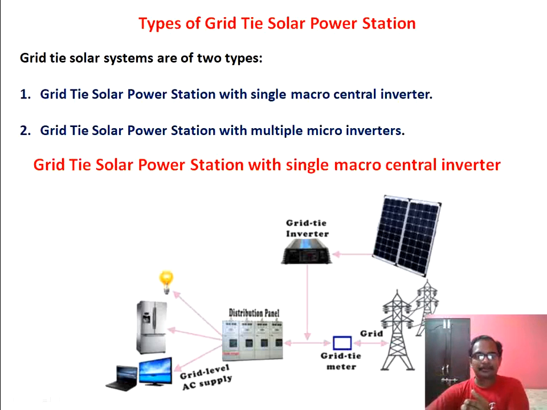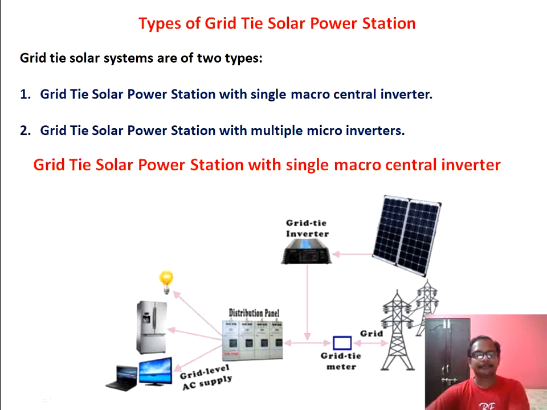From the complete solar panels, whatever DC energy is produced, we will give it to a grid tie inverter, which is a single central macro inverter. From that inverter, all the DC produced by the solar panel will be converted into AC, and that will be supplied to the home, and whatever is the leftover and excess energy will be supplied to the grid through a meter called net meter or a grid tie meter. Right. So it is about the first one, that is a grid tie solar power plant with a macro central inverter. The only drawback is reliability.